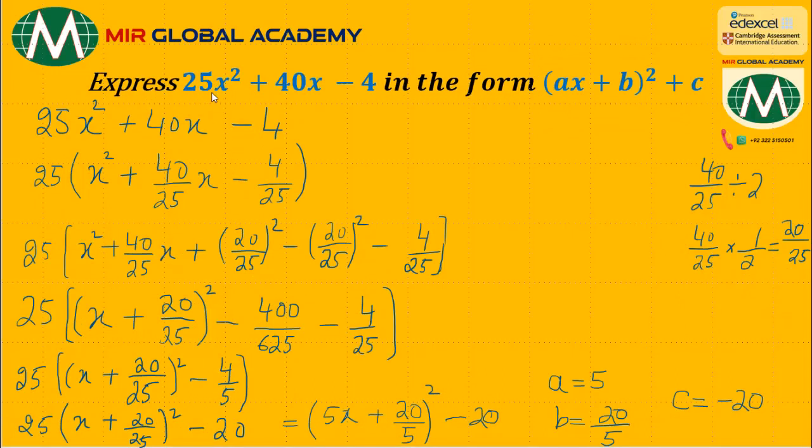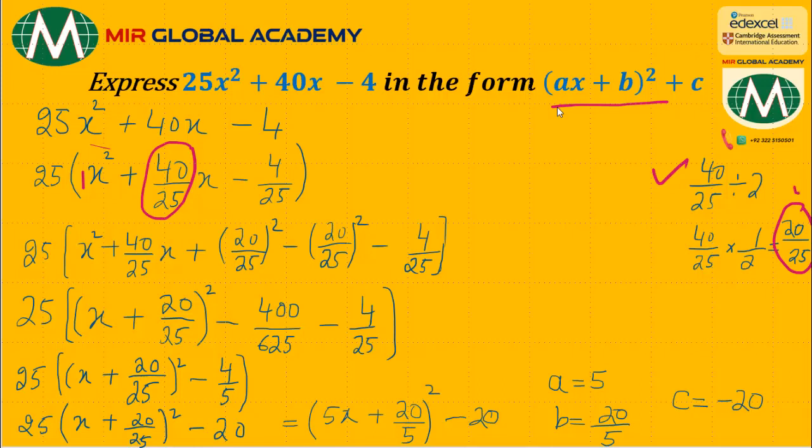So here you can check this format here. And what we do here, because the coefficient of x squared is not positive 1, we will take 25 common. And then we divide each term by this common number. So 25 over 25 is 1, 40 over 25 this, and 4 over 25 this. The second thing, we will divide this middle term by 2 here. So after simplification, we will get 20 over 25.